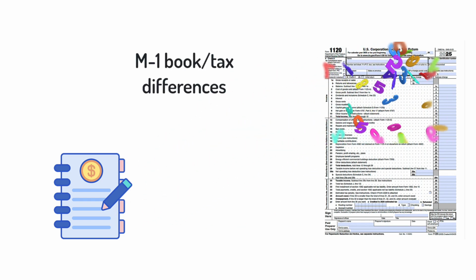So now we've got our book numbers correct. We've got them where we want them. Those numbers have been set in stone with our adjusting journal entries. Our next step is to take those numbers and make them acceptable for the tax return. We do that using M1 items and book tax adjustments.